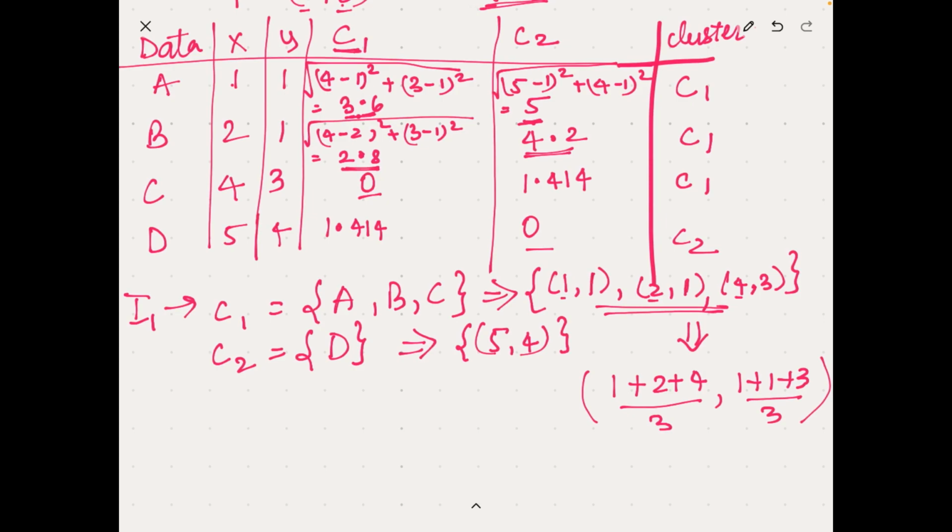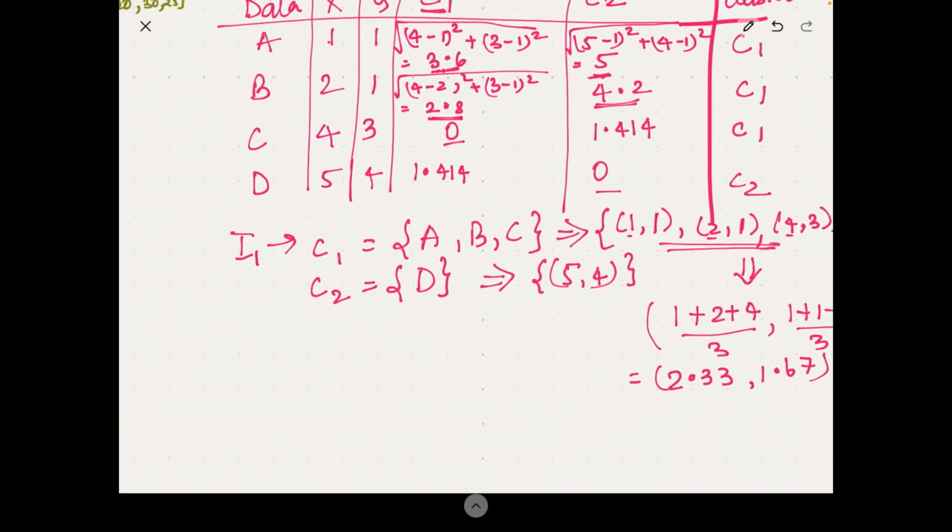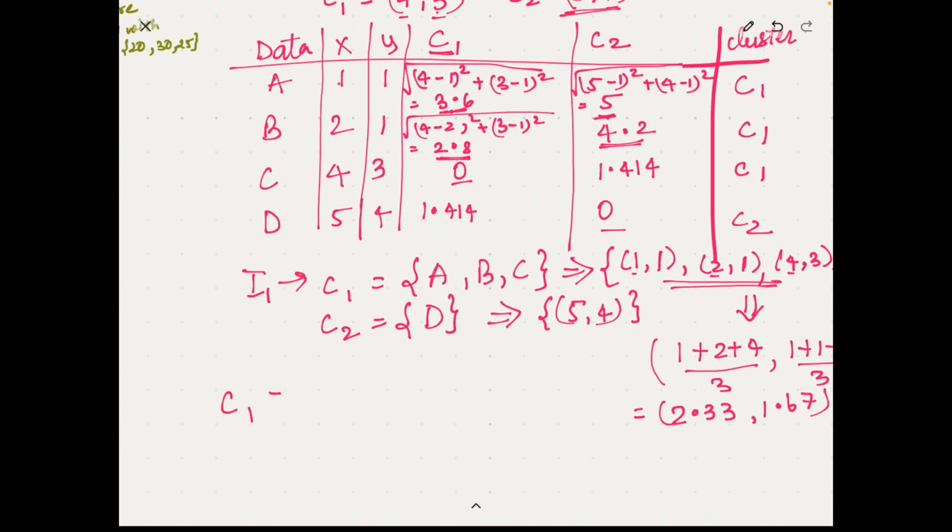So the answer that you get over here is going to be 7 by 3, which gives us 2.33, and this is going to be 1.67. So your new centroid point C1 is going to look like 2.33 comma 1.67, and your second centroid value is going to look like 5 comma 4.